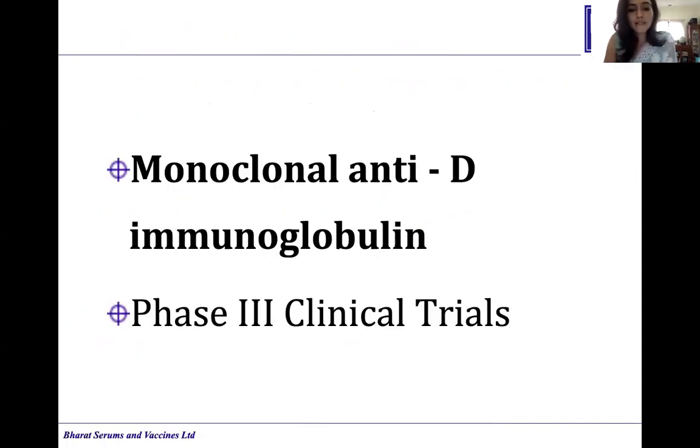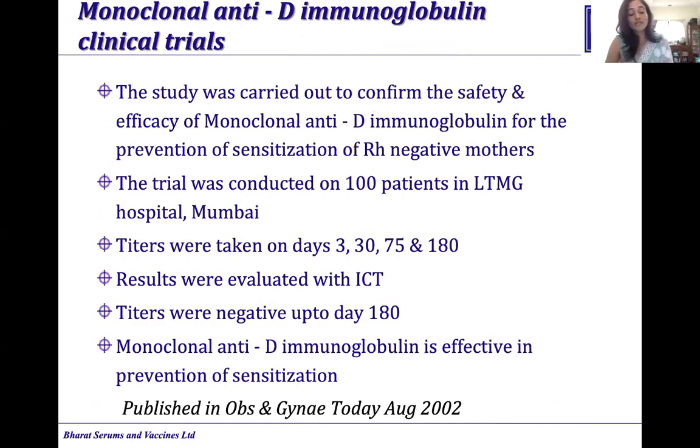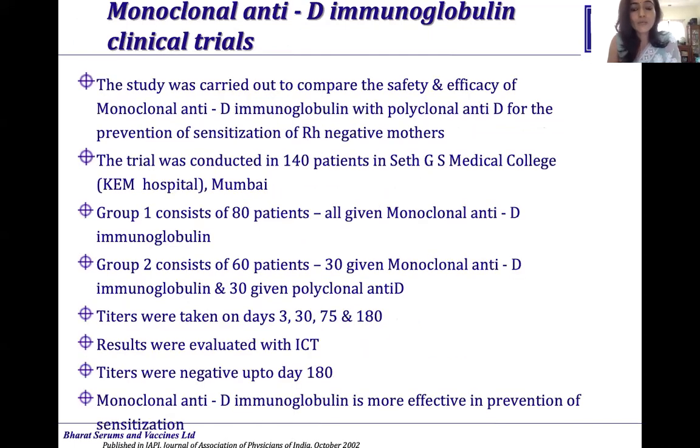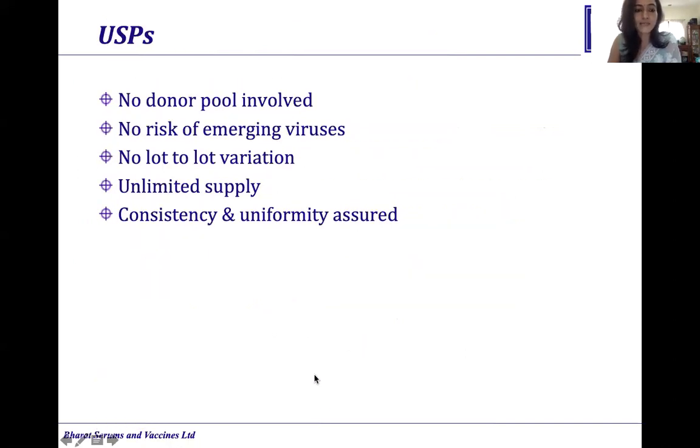Monoclonal antibodies are in phase 3 clinical trials, and two of these trials, one was done in Sion Hospital, LTMG Hospital, and KEM Hospital. They were immunized, and the titers were taken till 180 days, and the results were evaluated with ICT. It was found that monoclonal anti-D is effective in prevention of sensitization. A similar trial was done for safety and efficacy in GSMC, KEM Hospital. Group 1 consisted of 80 patients, all given monoclonal antibody, and group 2 consisted of 30 given monoclonal and 30 given polyclonal, and titers were taken by ICT at 180 days. It was found to be effective in prevention of sensitization.